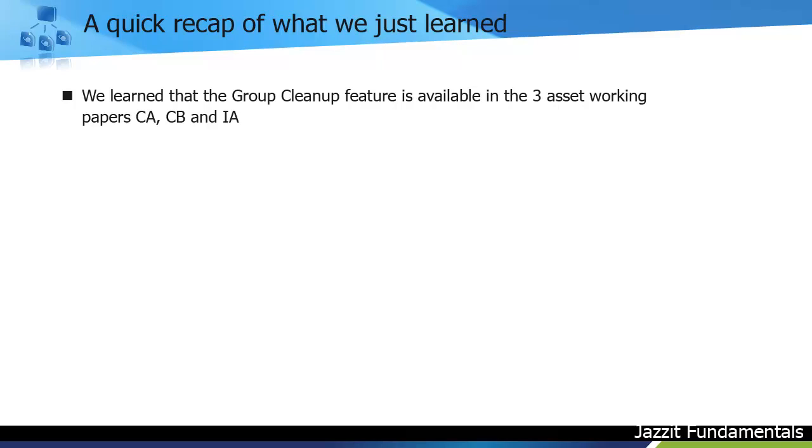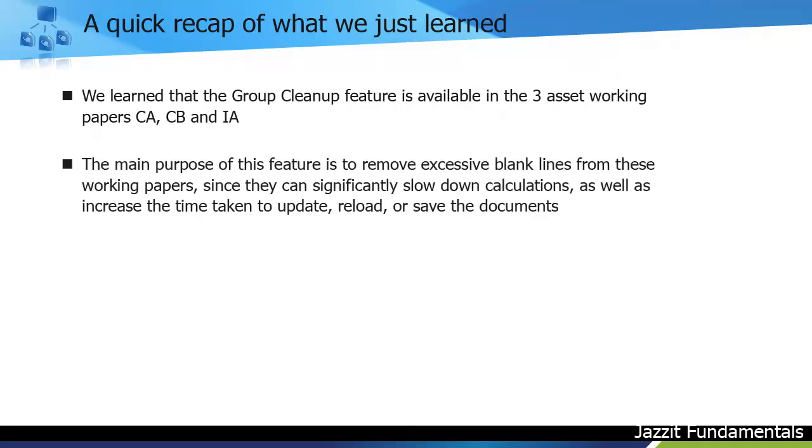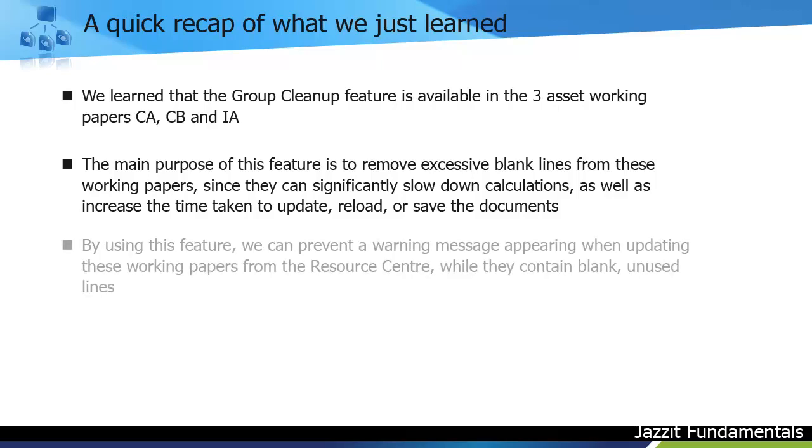A quick recap of what we just learned. We learned that the group cleanup feature is available in the 3 asset working papers, CA, CB, and IA. We learned the main purpose of this feature is to remove excessive blank lines from these working papers, since they can significantly slow down calculations, as well as increase the time taken to update, reload, or save the documents.